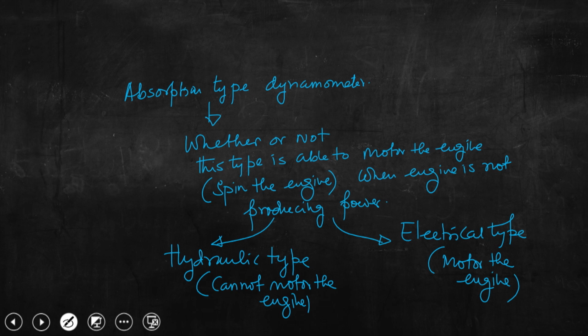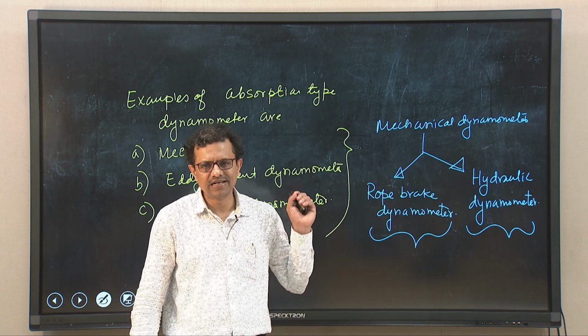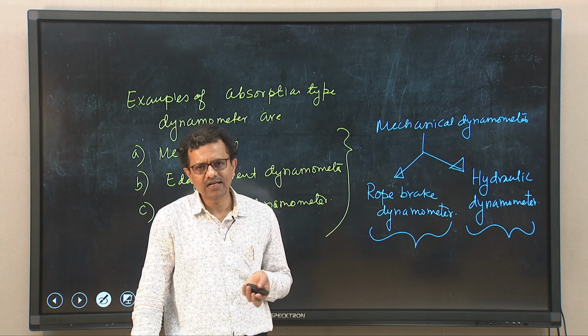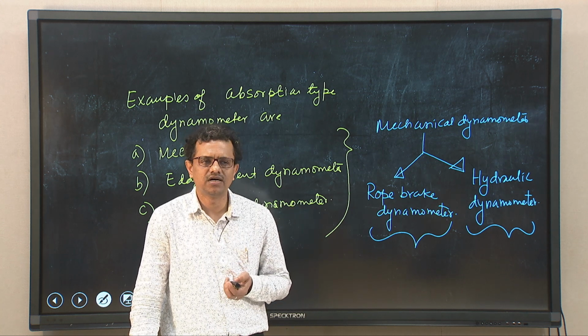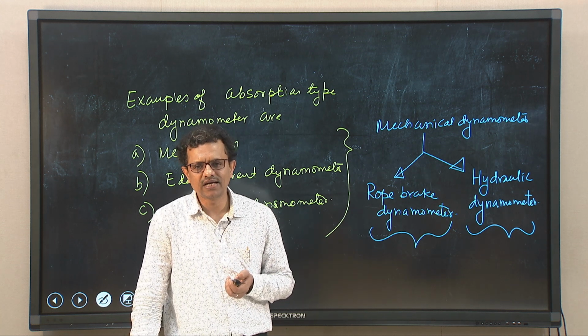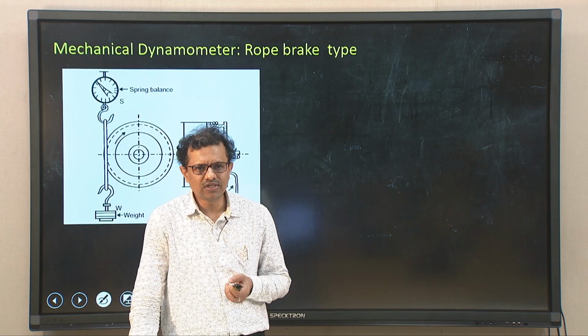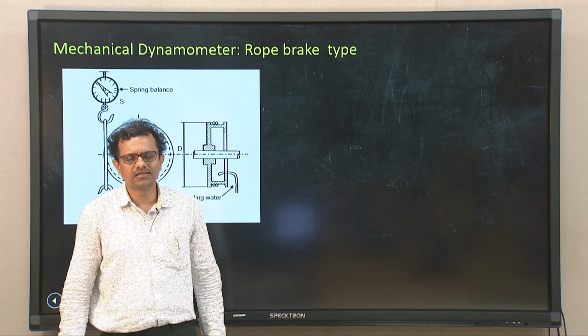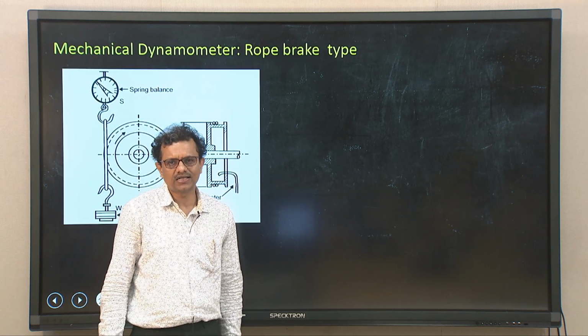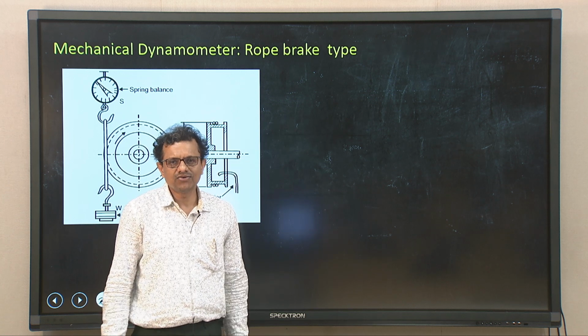Okay. So, now let us discuss these two different types as I have mentioned here. One is the rope brake dynamometer, which you have already studied, and the second one is the hydraulic dynamometer. If you go to the next one, that is essentially the schematic depiction of the rope brake type dynamometer. It is very easy to understand.